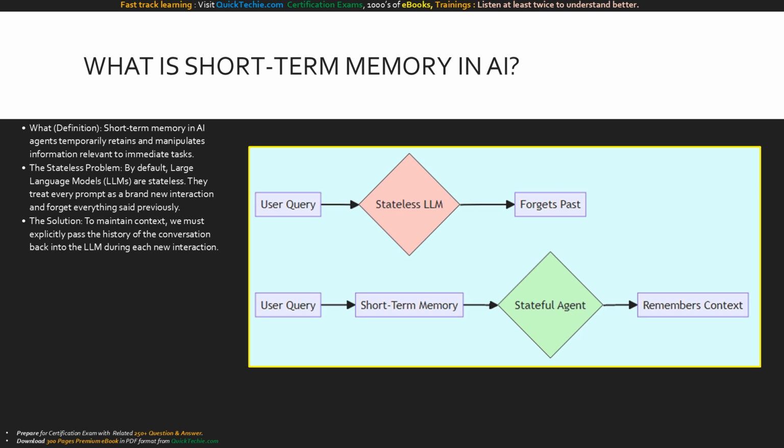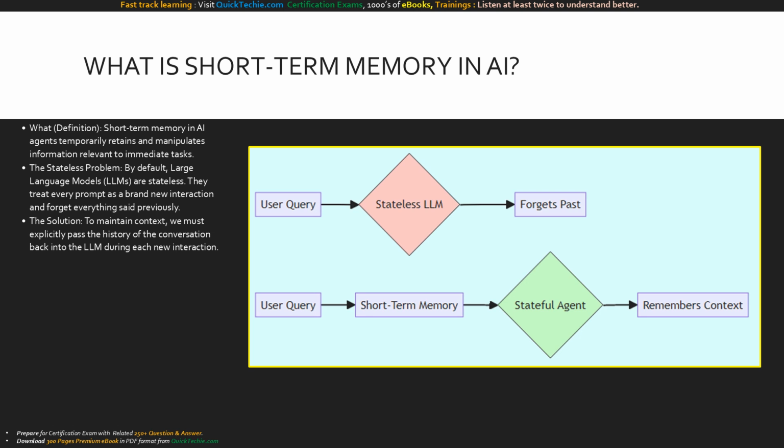This type of memory temporarily retains and manipulates information relevant to the immediate task, like maintaining a log of recent conversational turns. By capturing these recent events, the AI can understand references like "he" or "it" based on previous context, creating a seamless, natural dialogue.